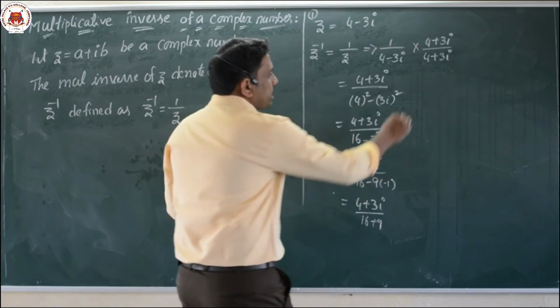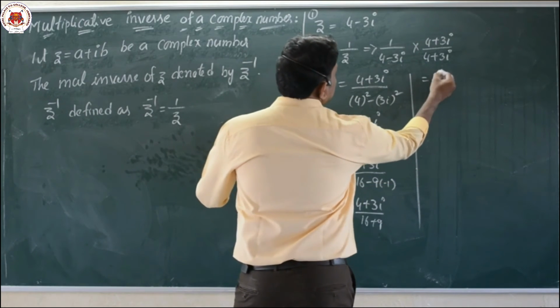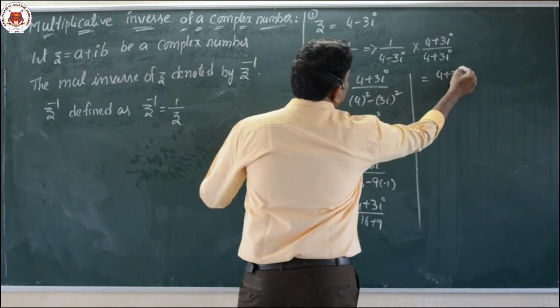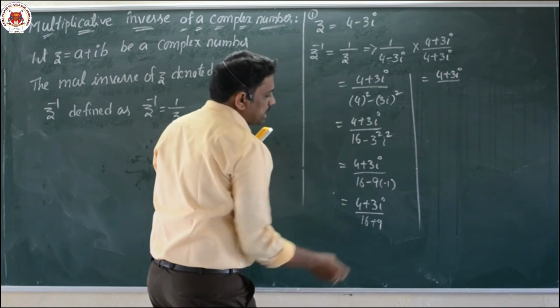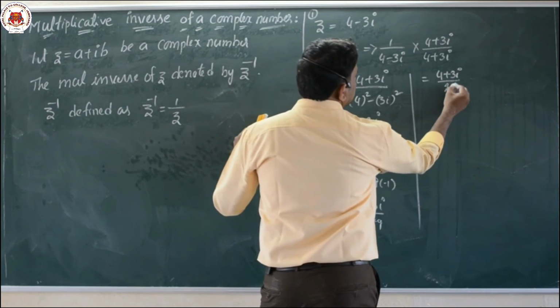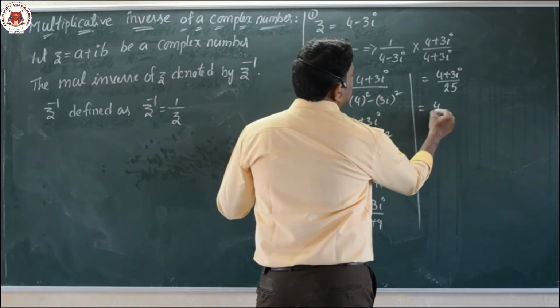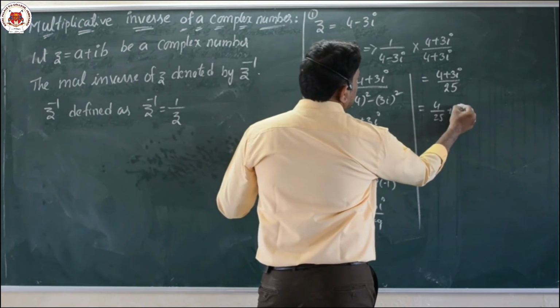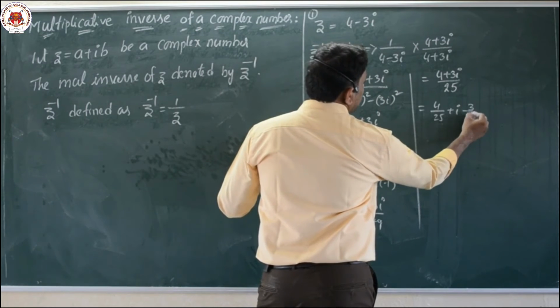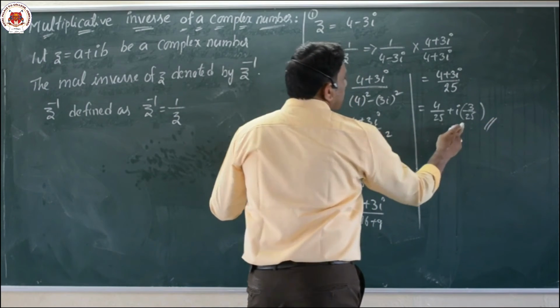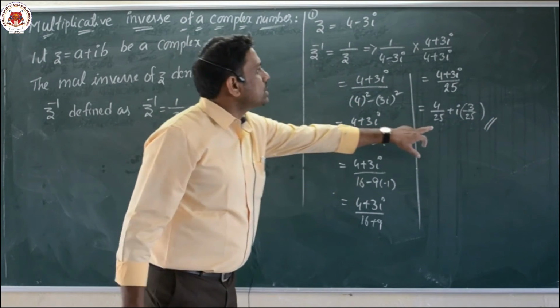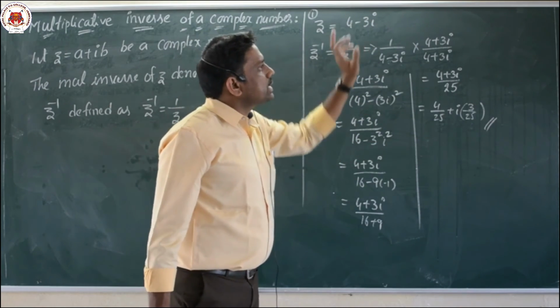So we can write it in simplification form. Then 4 plus 3i by 16 plus 9, 16 plus 9 is nothing but 25. Make it separate: 4 by 25 plus i into 3 by 25. This is the multiplicative inverse of 4 minus 3i.